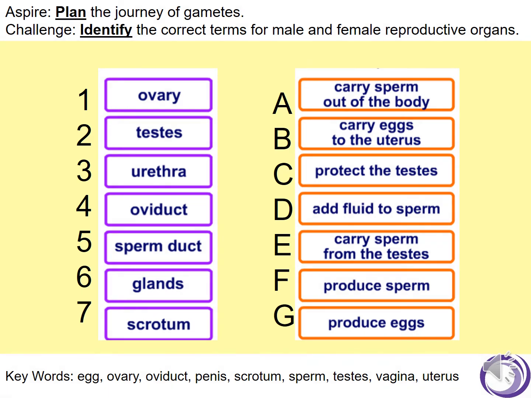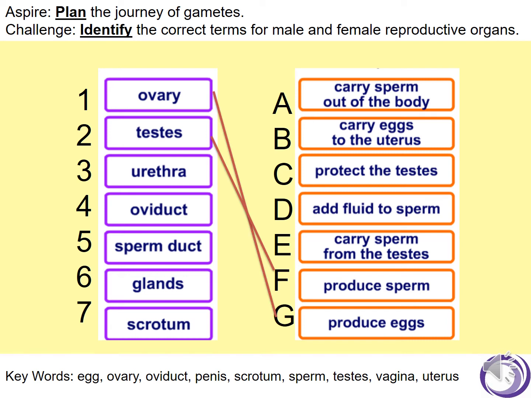So let's have a look at your answers. We're going to add these to the diagram labels in a second. First of all, let's start with the ovary, number 1. So you should have 1 connected to the letter G on your page.